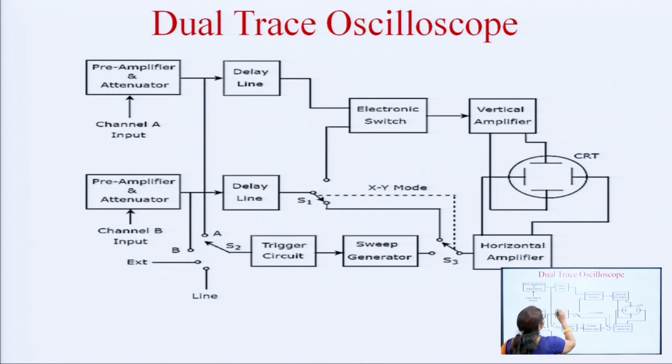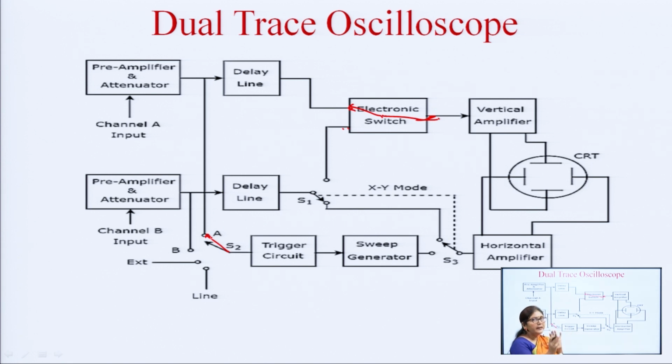So, this is the electronic switch. Basically this switch has two positions, whether it will connect channel A or it will connect channel B. When the switch is at channel A, channel A is connected to the vertical deflection plate through the vertical amplifier, and at this time the trigger circuit is also connected to channel A. So, when channel A is applied to the vertical deflection plate, at the same time the sweep generator is also triggered with this input signal. So, this is the connection of channel A.